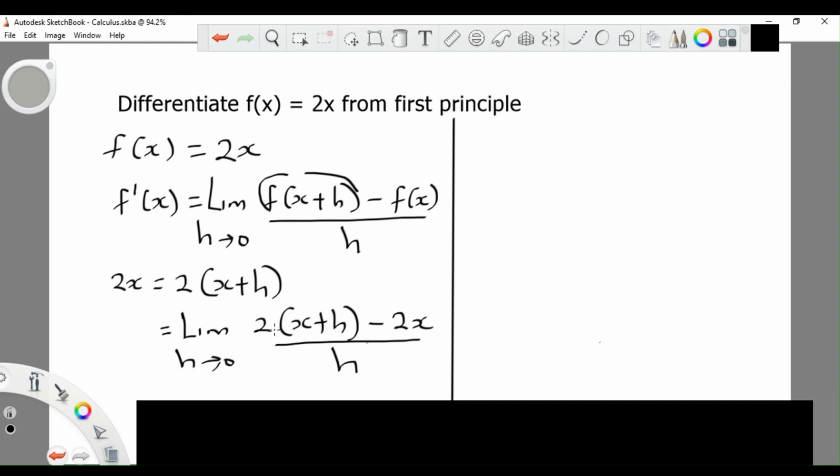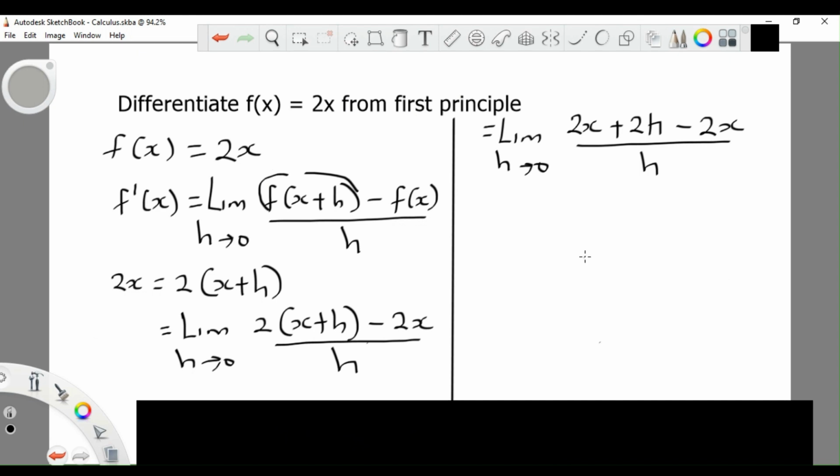Step 2 is to expand or simplify this numerator. So what we do is that we multiply everything in this bracket by the 2, then we can simplify. So let's continue. We have our limit as h tends to 0. So here we have 2 times x is 2x, 2 times plus h is plus 2h, minus 2x, all over h.